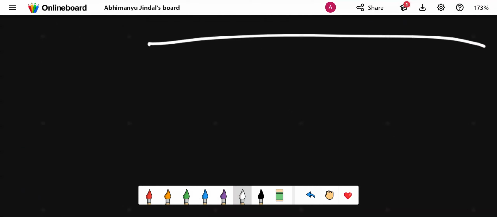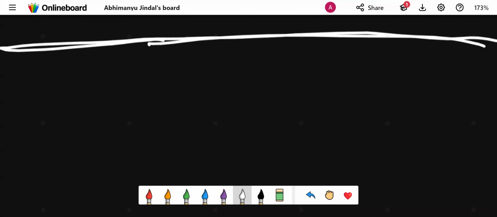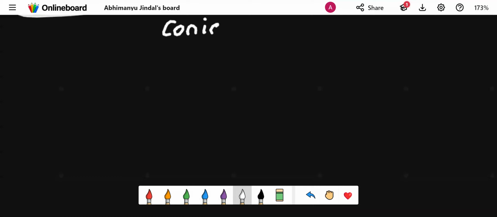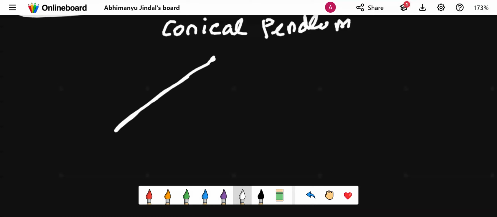This is the conical pendulum. And I love to teach it. Trust me, I love to teach the conical pendulum. So let me write it down. Conical pendulum. In the question they don't say conical pendulum. They say that there's a string and it is moving in a horizontal plane.